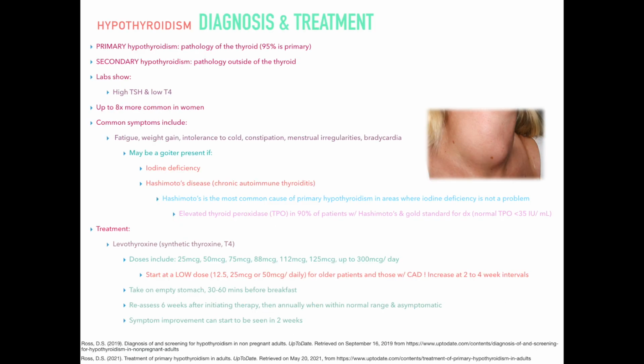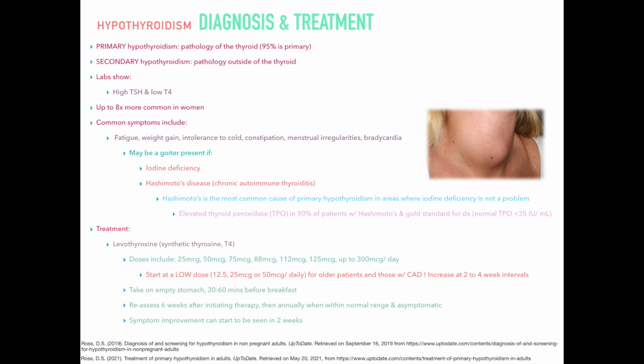Okay, so hypothyroidism is divided into two categories, primary and secondary. Primary hypothyroidism, the pathology is of the thyroid itself, and 95% of hypothyroidism is primary hypothyroidism. Secondary hypothyroidism is when the pathology is outside of the thyroid. Labs, those are going to be seen with a high thyroid stimulating hormone or high TSH, remember, that indicates a low thyroid, and then a low T4, and those labs there indicate hypothyroidism.